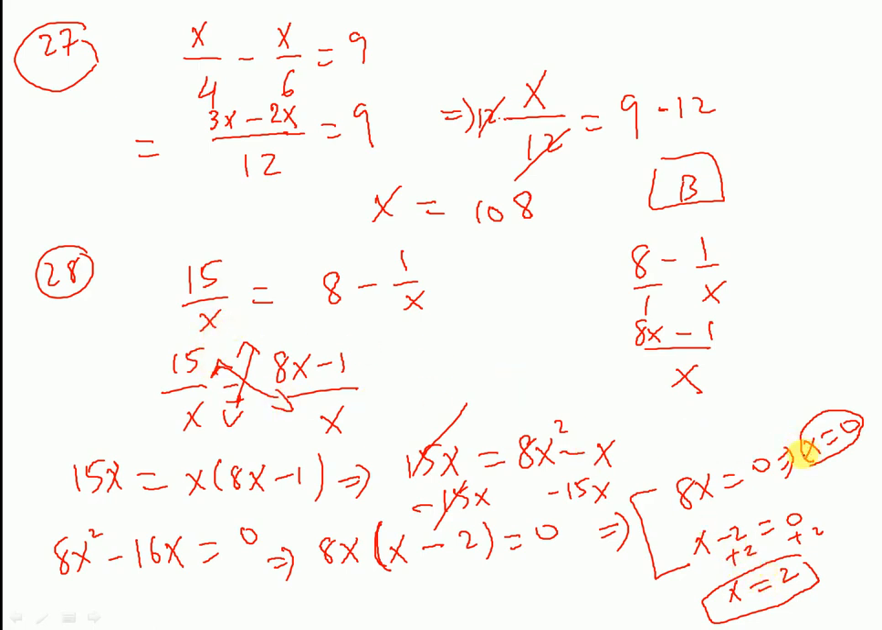0 cannot be the solution, because 0, when you plug in here, 15 divided by 0, dividing by 0, that means undefined. So x equal to 0 cannot be the solution. The only solution here is x to be 2, or C. Okay, let's move on to the next problem.